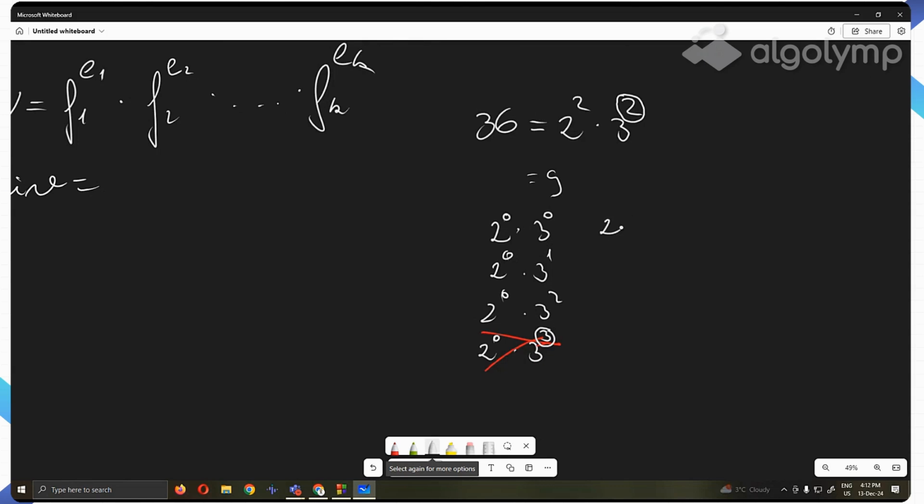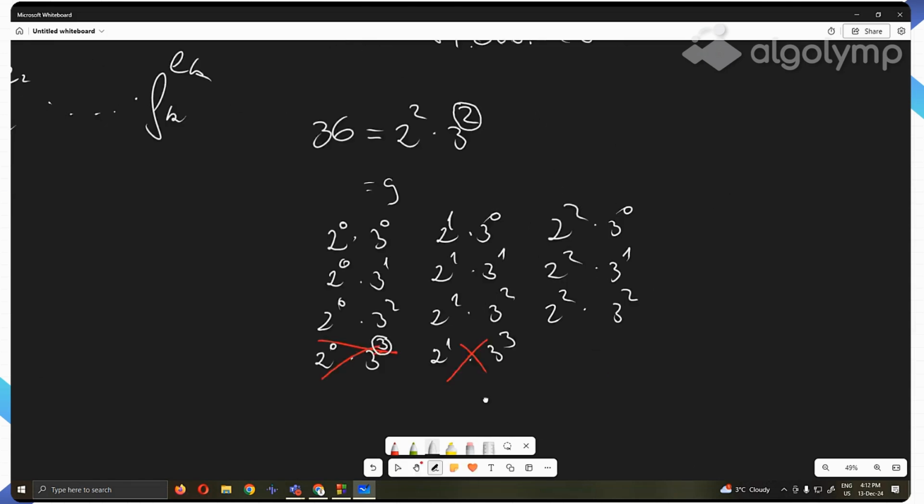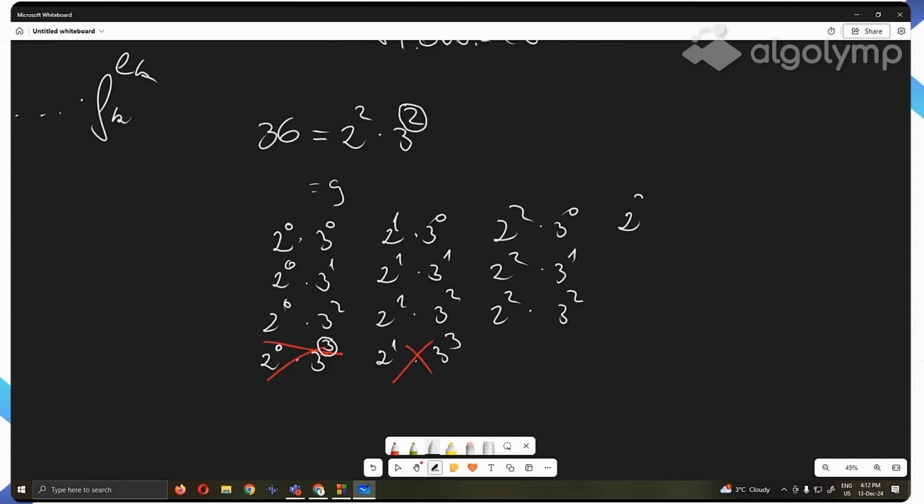Yes, I will have 2 to the power of 1 times 3 to the power of 0, and this is a divisor for me. And 2 to the power of 1 times 3 to the power of 1, and 2 to the power of 1 times 3 to the power of 2, 2 to the power of 1 times 3 to the power of 3. I said it's not a divisor. What other divisors do I have? 2 to the power of 2 times 3 to the power of 0, 2 to the power of 2 times 3 to the power of 1, 2 to the power of 2 times 3 to the power of 2, and so on. Is 2 to the power of 3 times 3 to the power of 0 a divisor? No. So these are all my divisors.